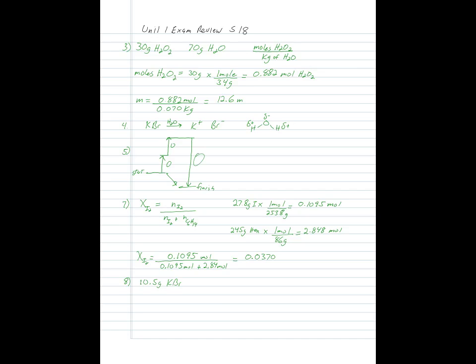KBr times, so we're going to convert that into moles. So that's 119 grams per mole. And so that gives us 8.82 times 10 to the minus 2 moles. Okay, so that's how many moles we need.